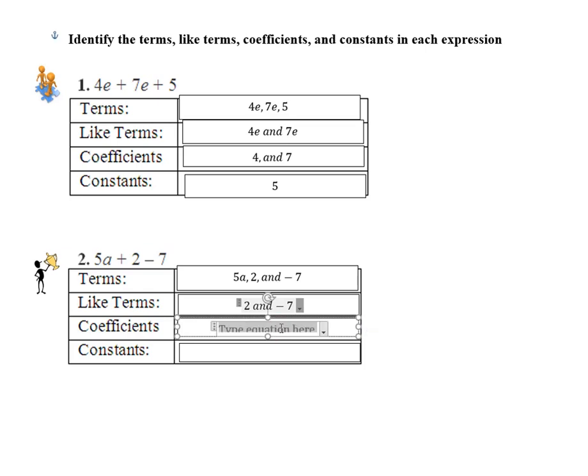Coefficients. Alexa. There's only 1. Coefficient is 5. And finally, the constants. Mark. Here we go, 2 and -7.